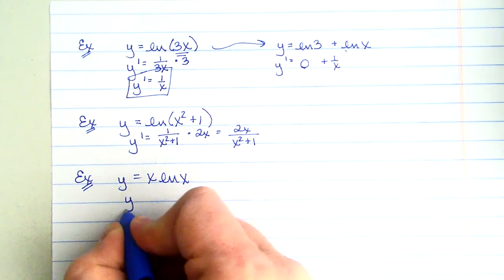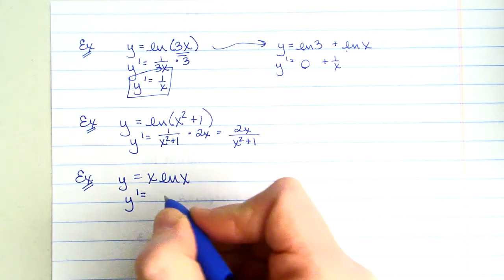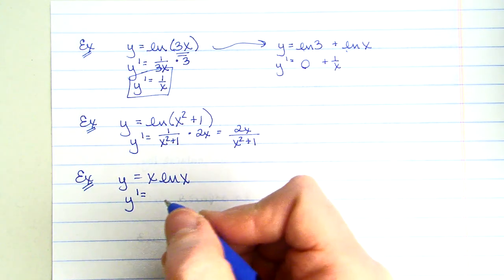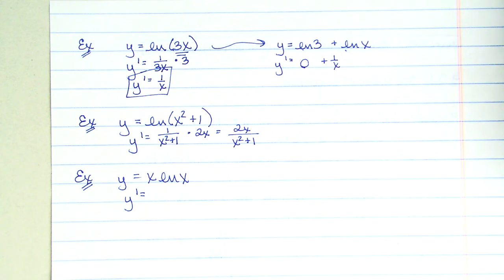Okay, so I'm going to use the product rule. Wait a minute, you're going to go use product rule. Go find the derivative. I'm just confused.